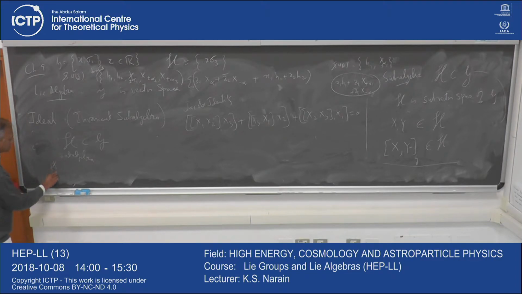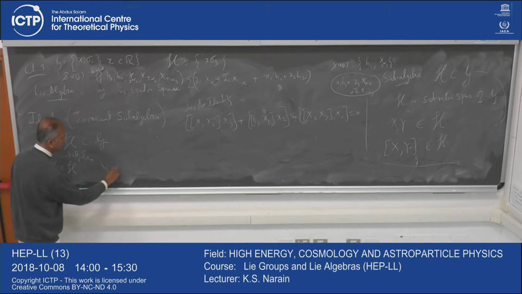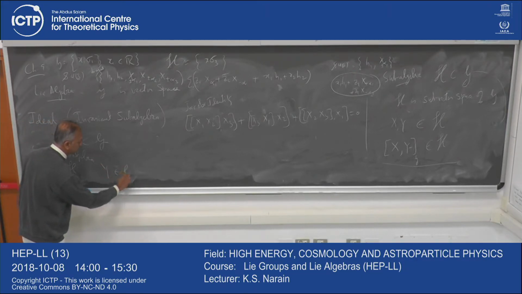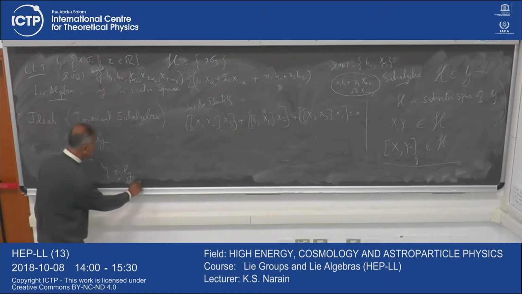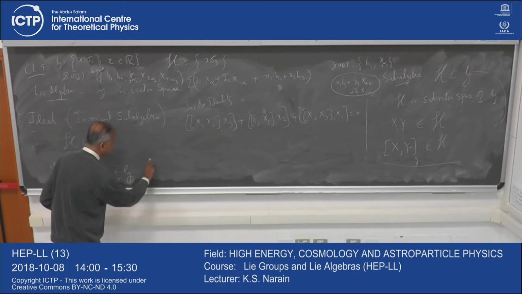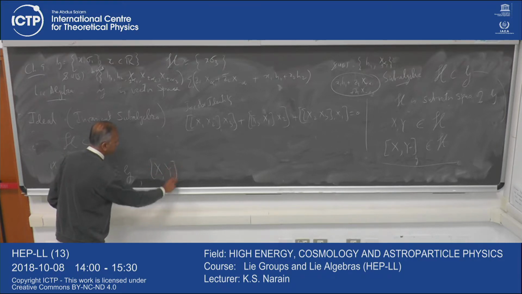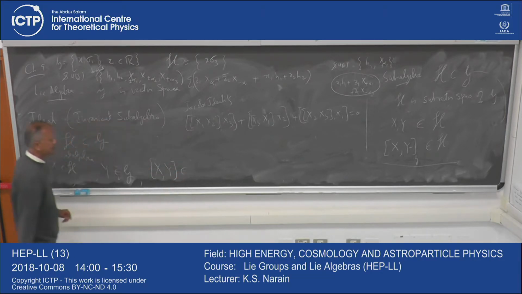Suppose X belongs to H and Y belongs to G, so an arbitrary X belonging to H and an arbitrary Y belonging to G. Y may or may not be inside H; in general it is any arbitrary element of G. Then, what can you say about the commutator of X and Y? Where will it be? It's certainly in G, right?